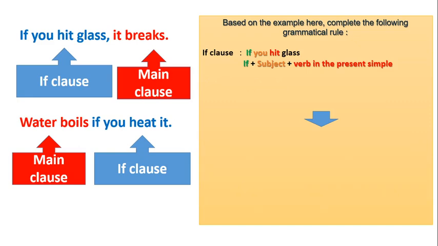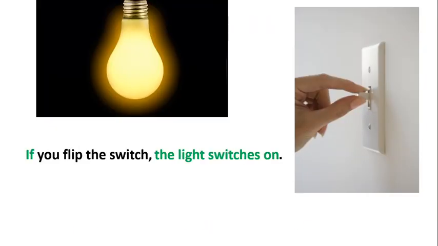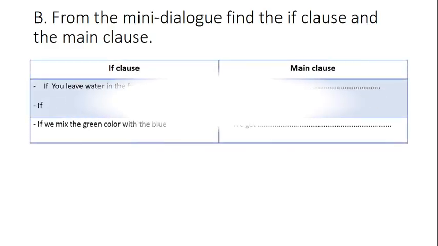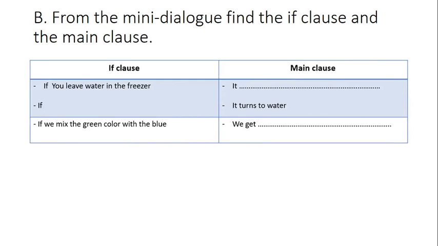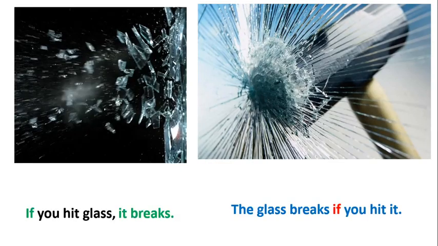I return back to the table we had before, where we have to put the if clause and the main clause. I told you to think about it. If we mix the green color with the blue, so think about blue and green, we mix two colors as if we are painters and we want to paint something. So which color do we get? Mainly we get the orange color. So this is true, this is real, this is scientific maybe. If we mix the green color with the blue, we get the orange color.